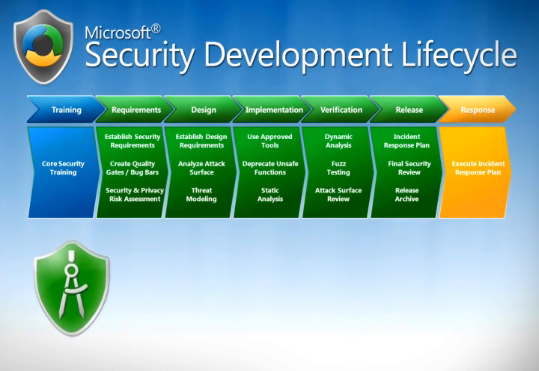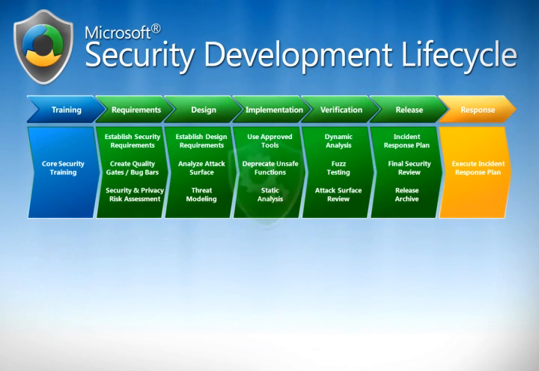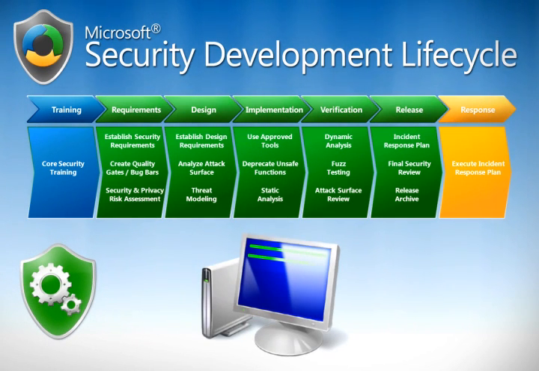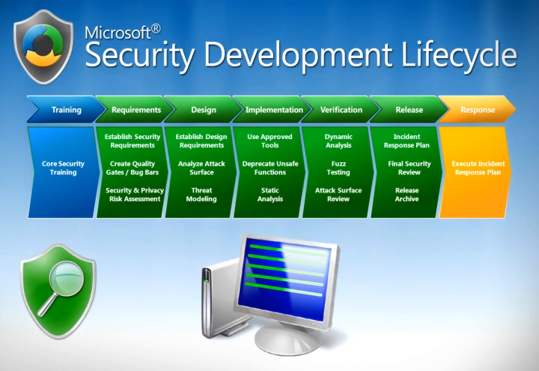During the design phase, the team will undertake a threat modeling exercise to analyze and document the application's attack surface. During the implementation phase, the development team will take steps to ensure that the code does not contain any known security vulnerabilities. The team will use several techniques, performing static code analysis and enforcing banned functions. During the verification phase, the team will use various testing techniques, such as fuzz testing and reviewing the attack surface to verify and deal with known vulnerabilities.